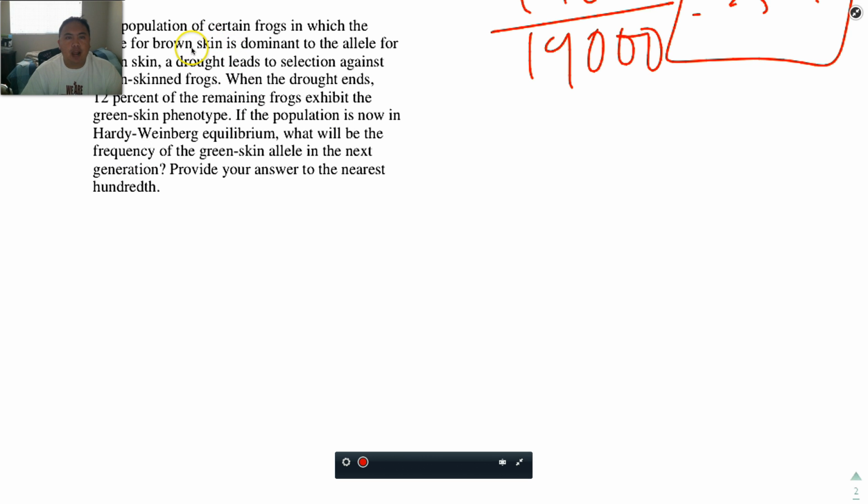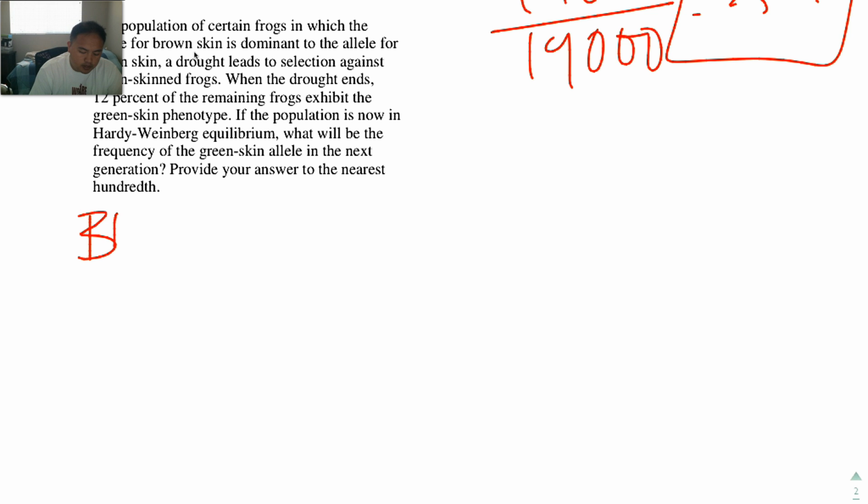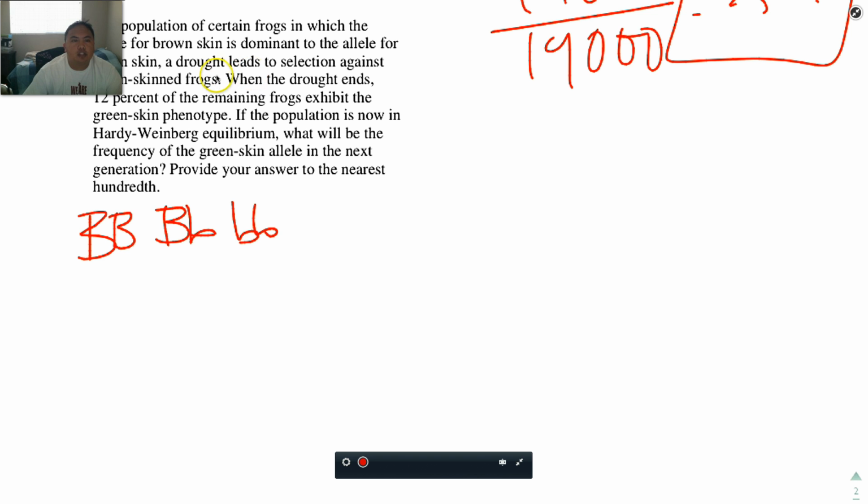It says here that brown skin is dominant for green skin. So I'm going to say brown skin looks like this. This is still brown, but it's heterozygous, and then this is green. And it says there is a drought, and when the drought ends, 12% of the remaining frogs exhibit the green skin phenotype. If the population is in Hardy-Weinberg equilibrium, what is the frequency of the green skin?